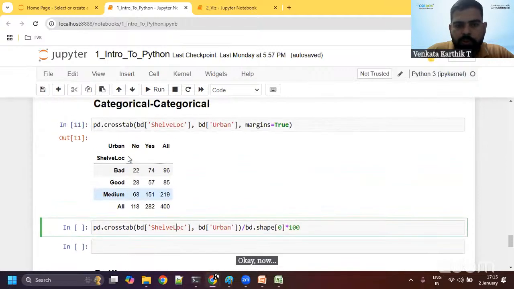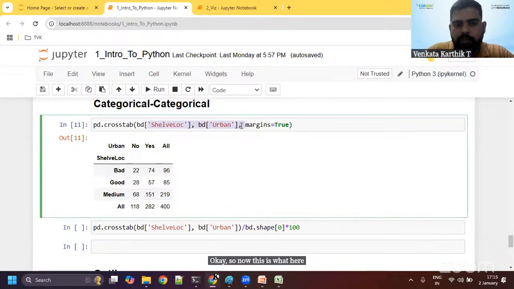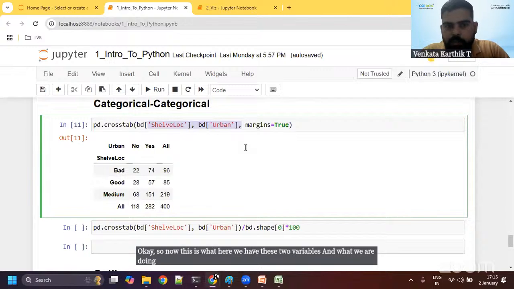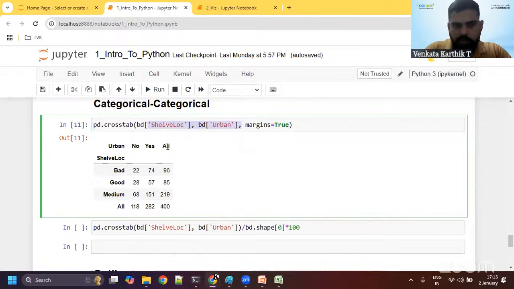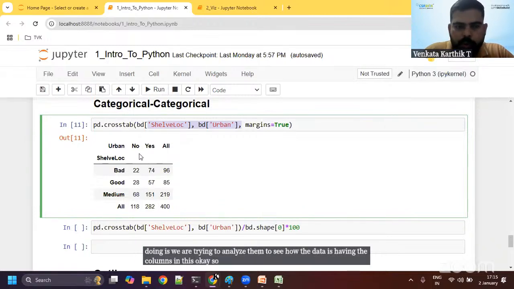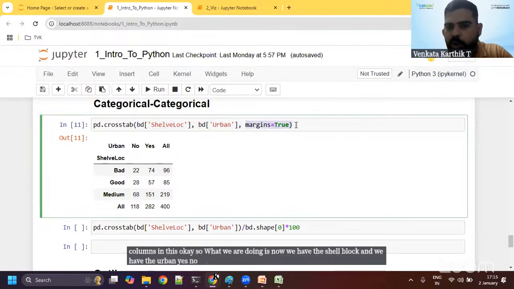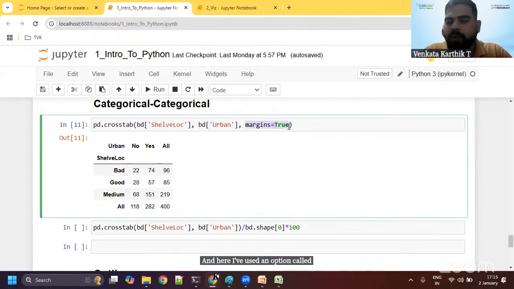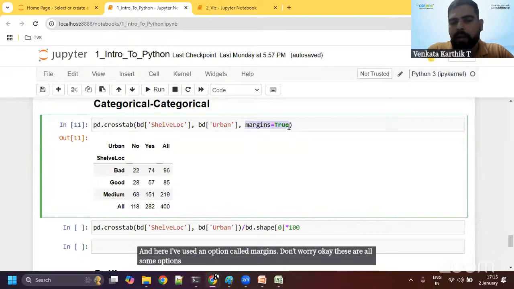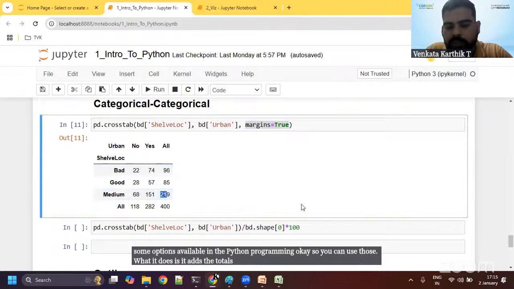So now here we have these two variables, and we are trying to analyze them to see how the data is having the counts. We have the shell block and we have the urban, yes, no. And here I've used an option called margins. Don't worry, these are some options available in Python. What it does is it adds the totals to the rows and columns. That's all, if I say margins equal to true.